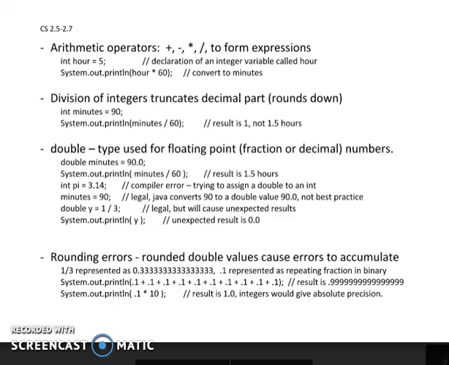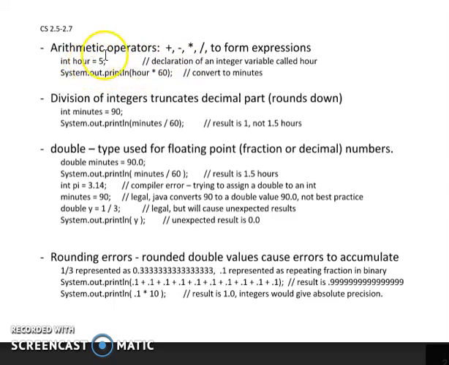Now, this lesson talks about arithmetic operators and floating point numbers. You're already familiar with plus, or add, subtract, multiply, which is a star. They don't use the X for multiply. They use a star, and divide. So you're already familiar with those four types of arithmetic operations.